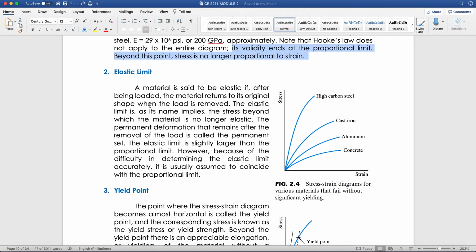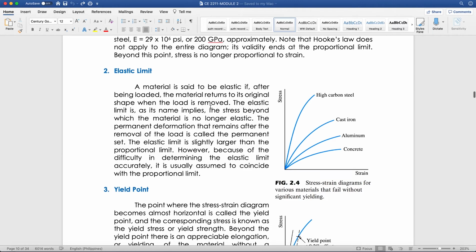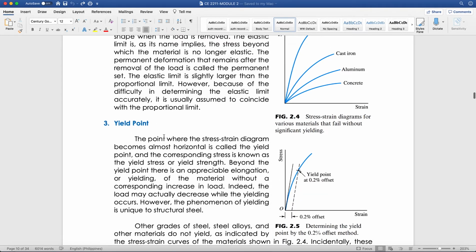Okay. So elastic limit, a material is said to be elastic if after being loaded, the material returns to its original shape when the load is removed. Yield point, the point where the stress strain diagram becomes almost horizontal, is called the yield point. And the corresponding stress is known as the yield strength.